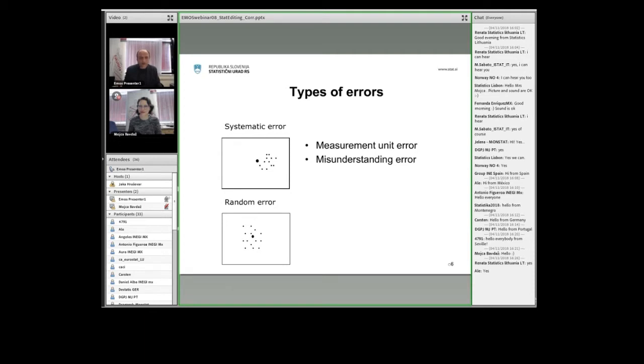What are the examples of random errors? Two typical examples are typing errors. Typing errors, of course, are a random error, because you sometimes make typing errors that result in larger and sometimes in smaller values, and rounding errors, which is the same case.